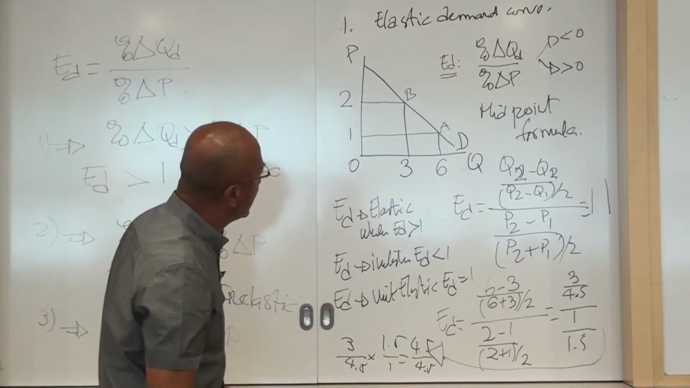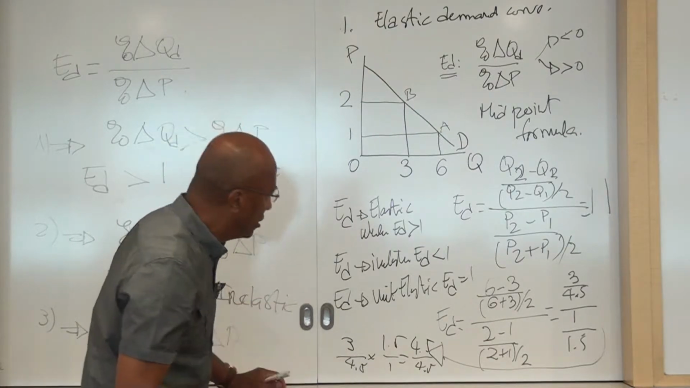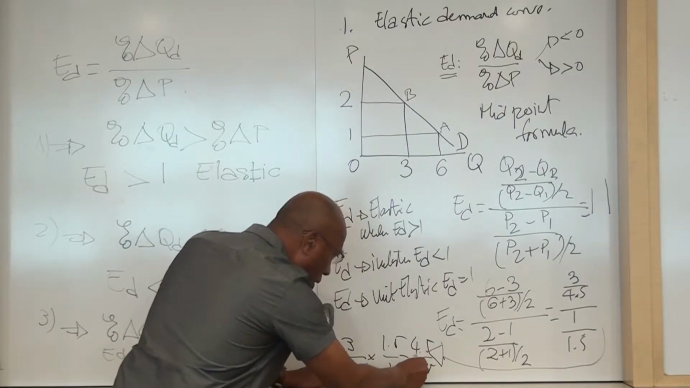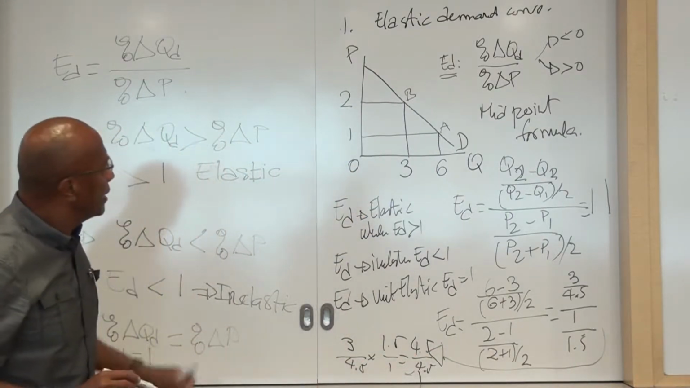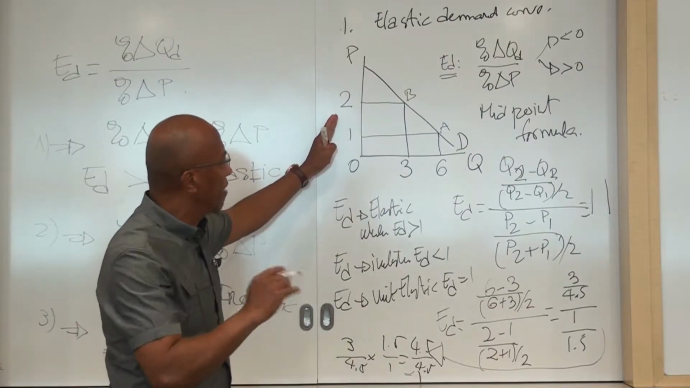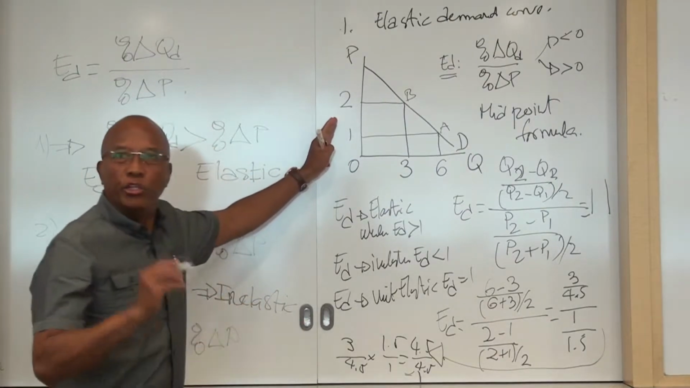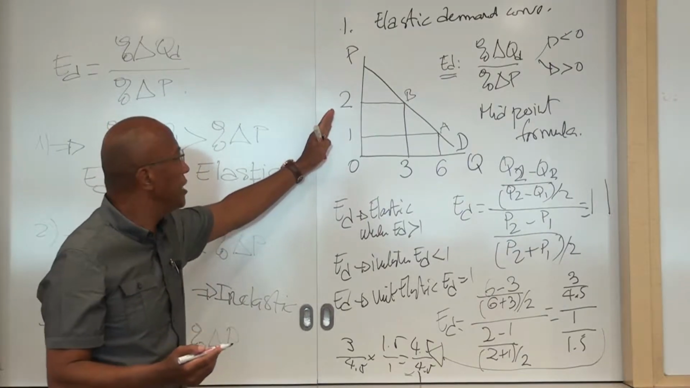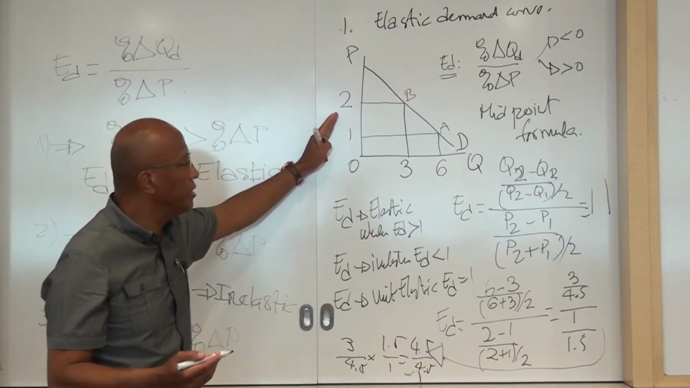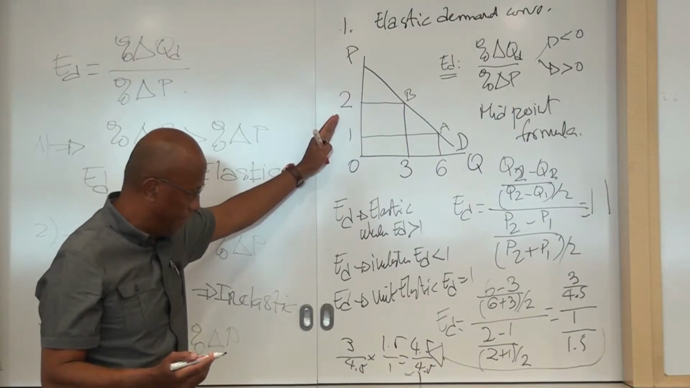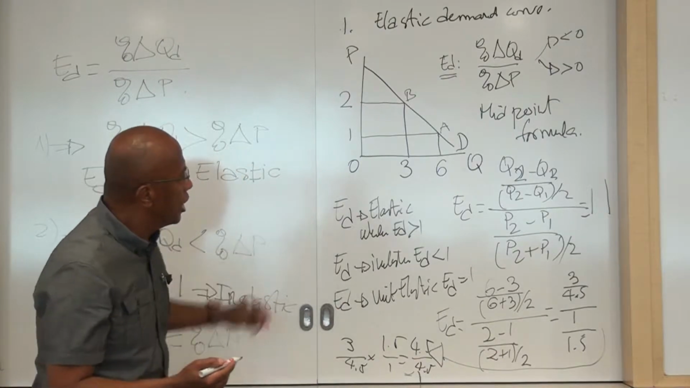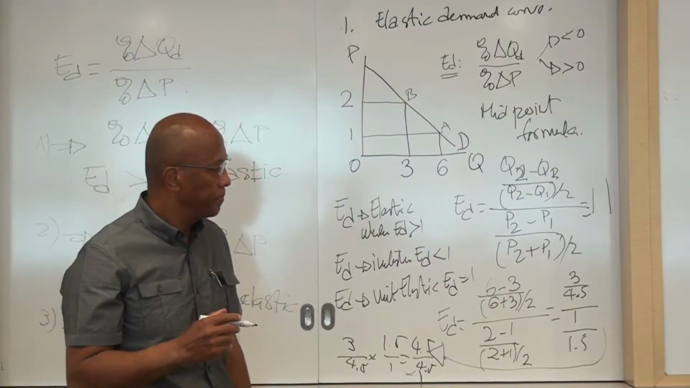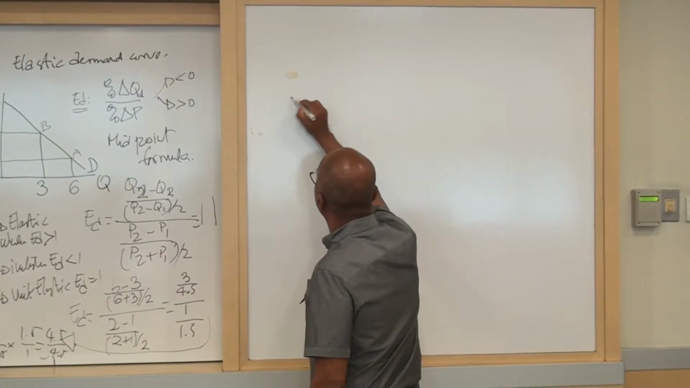So in this case in here, we have a unit elastic demand curve, because this will be equal to 1. That means that based on this graph and the numbers that I've chosen myself, the change in the price will be equal to the change in quantity demanded. So this is an example of unit elastic demand. All right, that means the change in quantity demanded will be equal to the change in price. All right, let's do a second example.